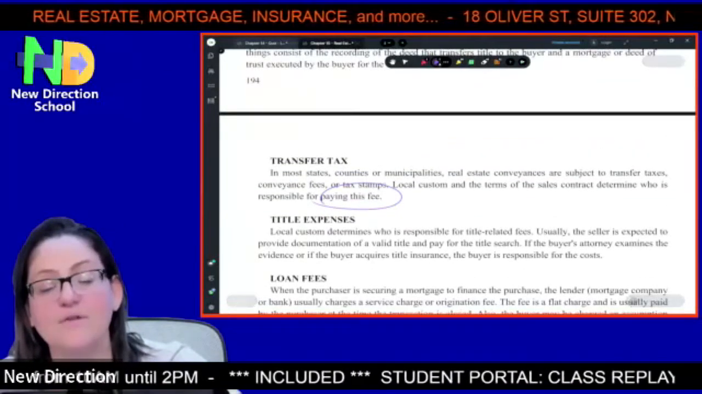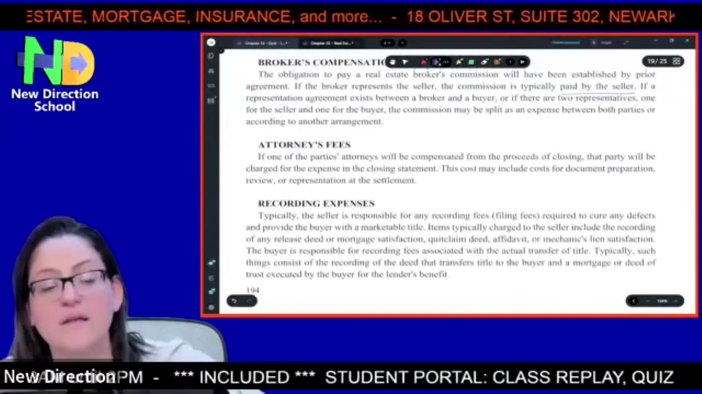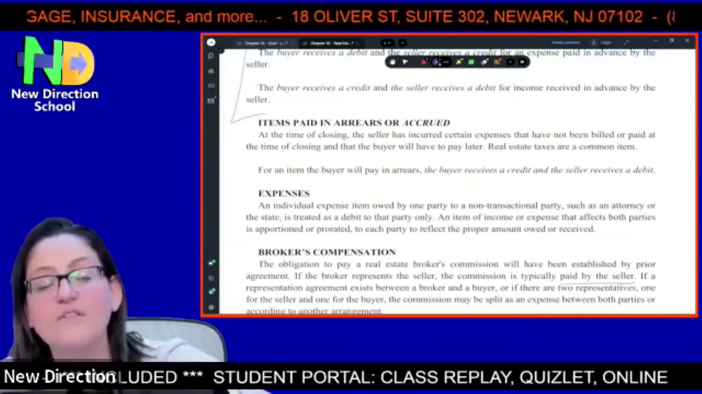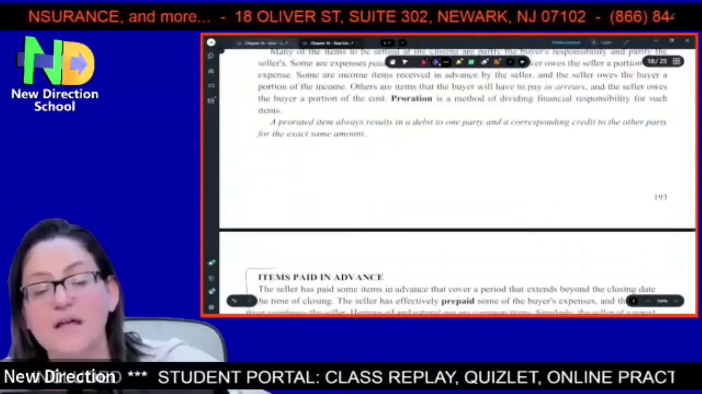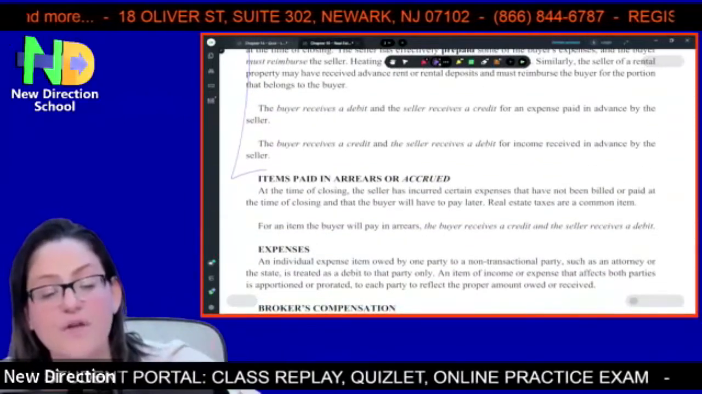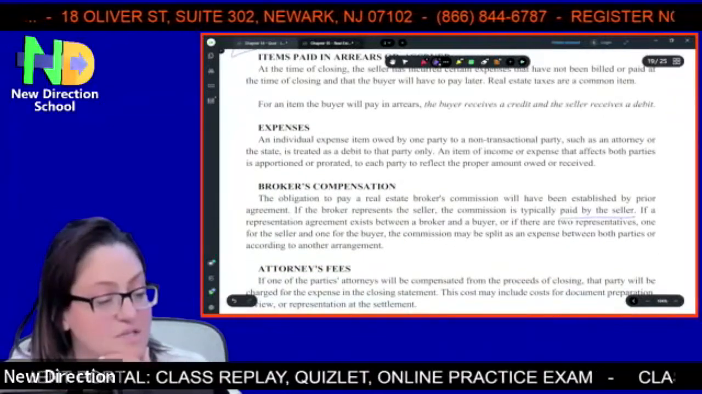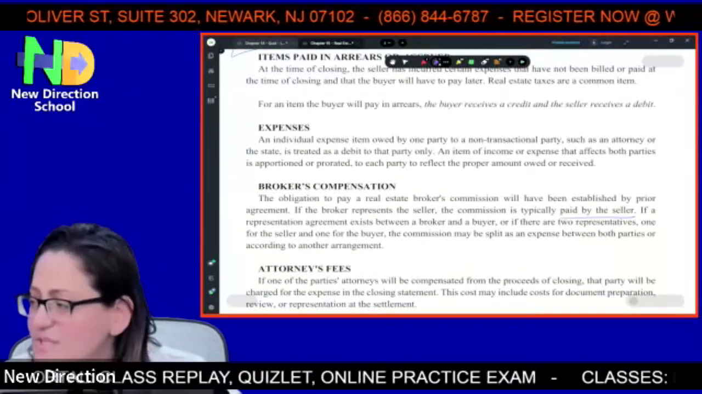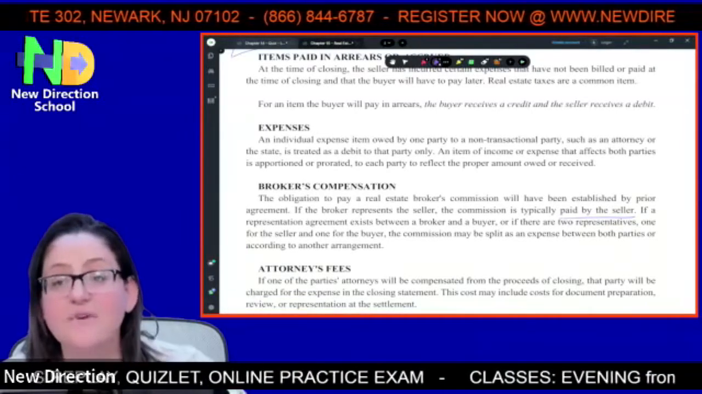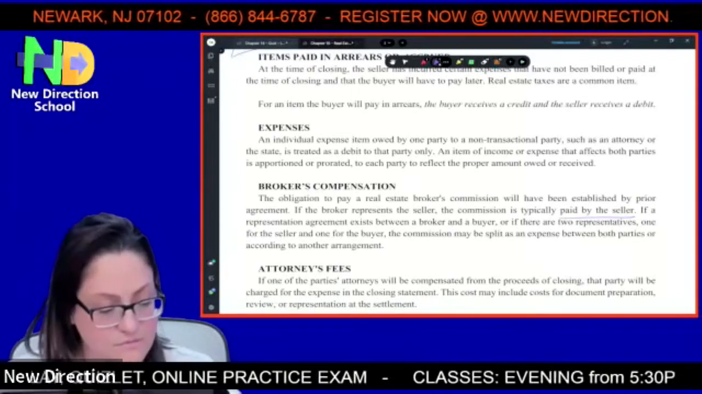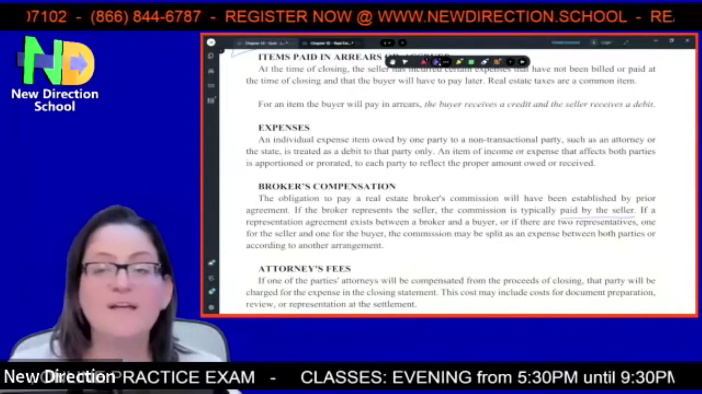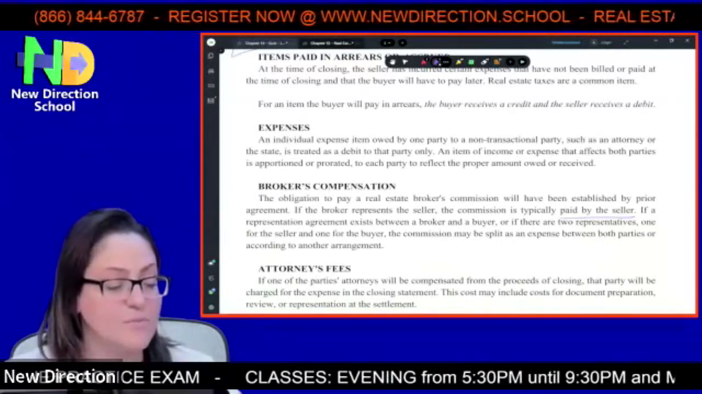So things that are important, right? So this is all for the closing. It specified everything that you saw in the closing CD. These are all the expenses that are put into that: the broker's commission, the arrears, the proration, the expenses, broker's compensation. Did we do 14 already? We did 14? I'm sorry, guys. It's Friday, okay? So, all right, I guess we'll get 15 on Monday because Bruno didn't give it to me yet.